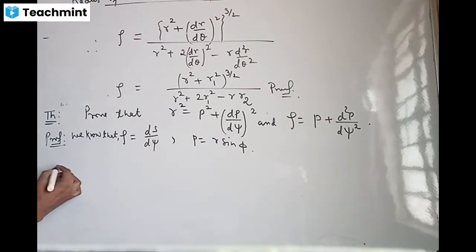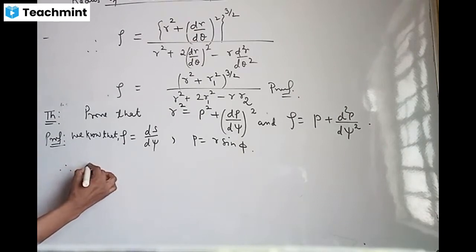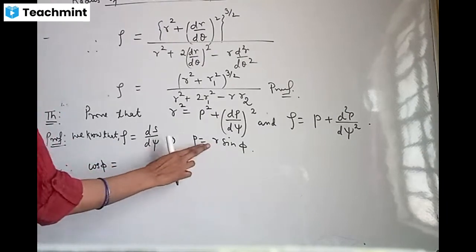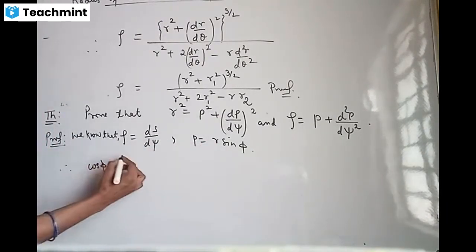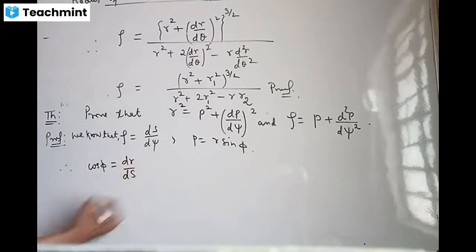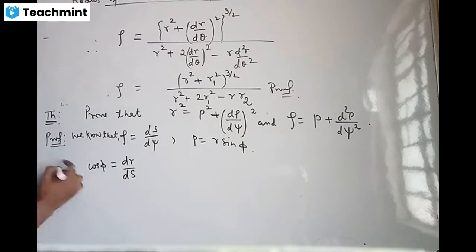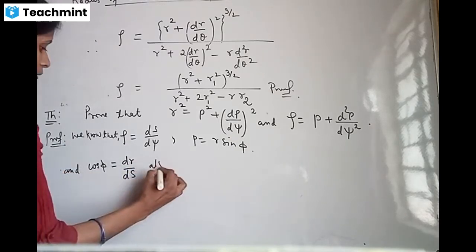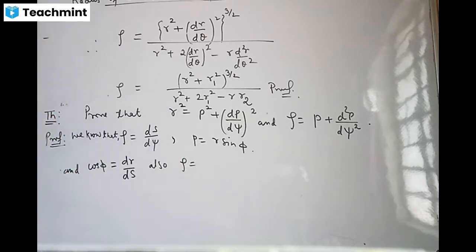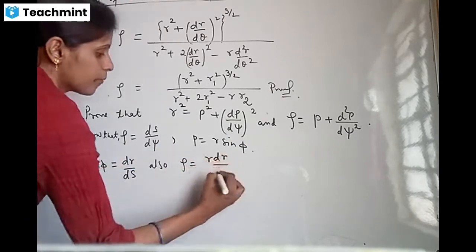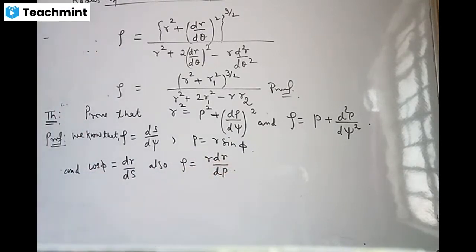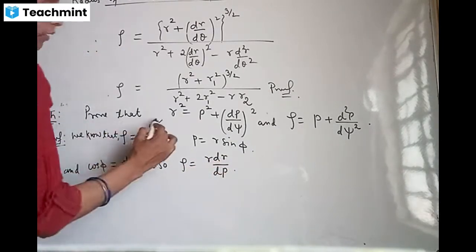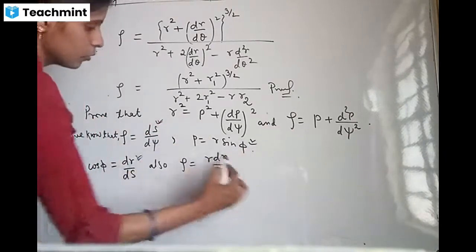Therefore, what is the value of cos phi? If sin phi is p by r, what is cos phi? It is dr by ds. We have learned these values now. Cos phi is dr by ds. And also, rho is r dr by dp in terms of pedal. So all these values are known to us.